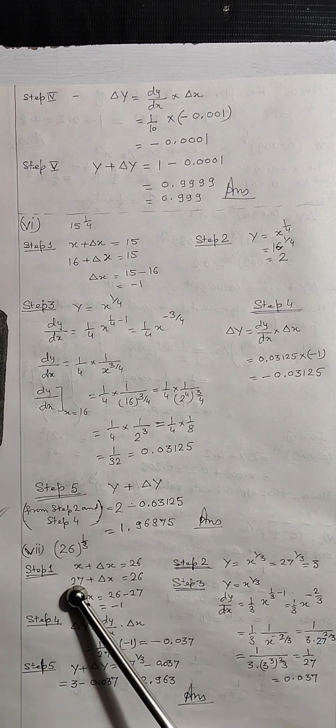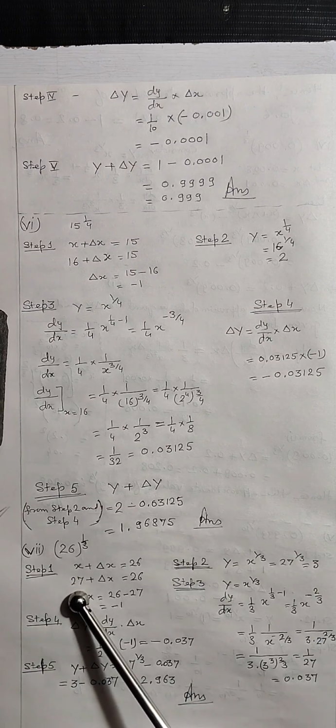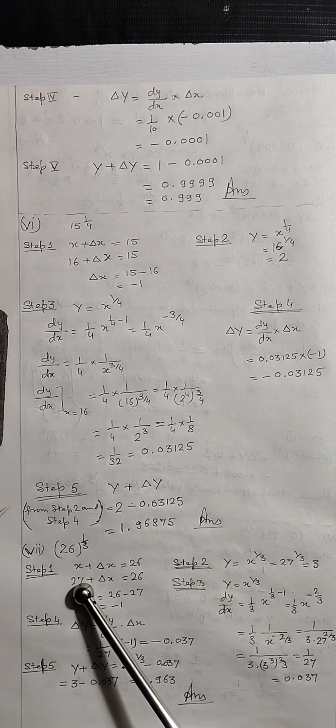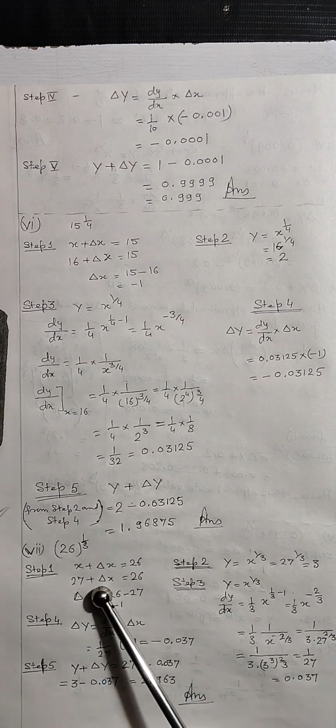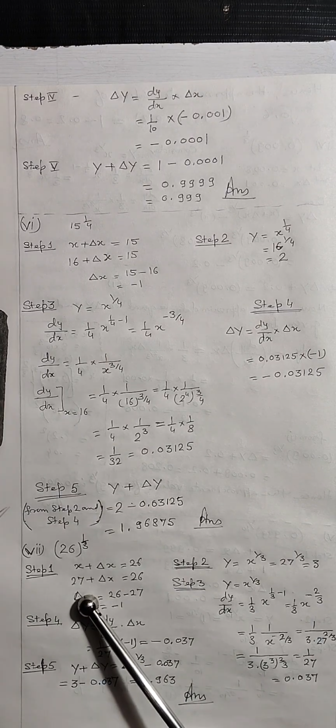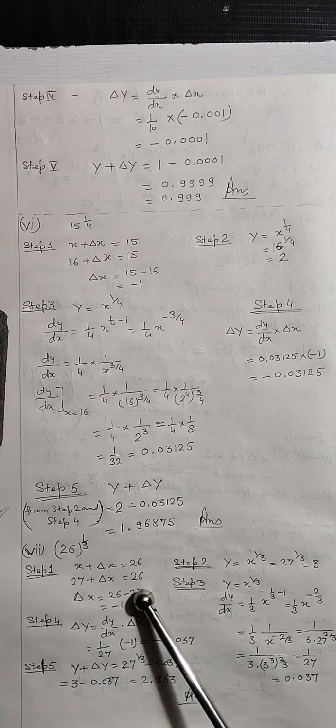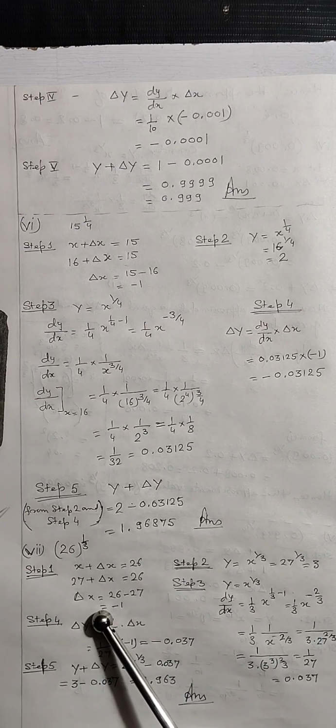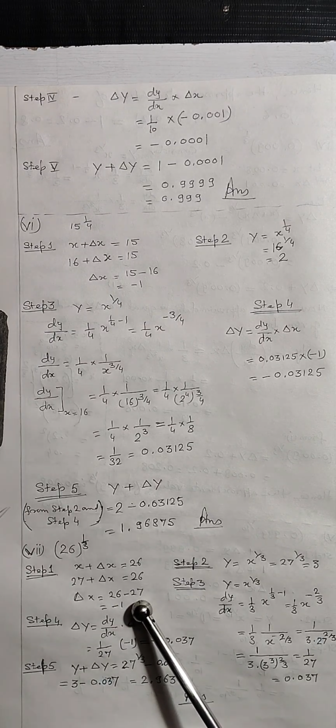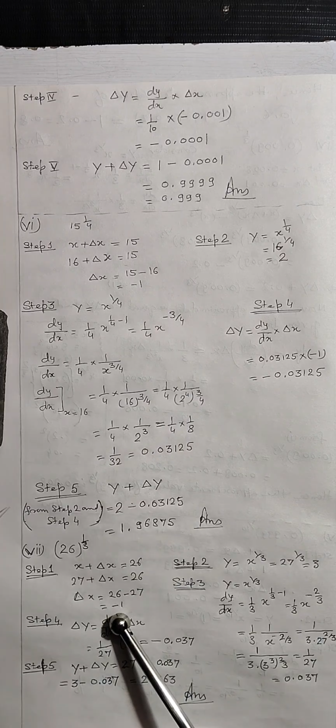You see, 26, 27. I have written x is equal to 27. So we assume that x is equal to 27, and x plus delta x will be equal to 26. So delta x will be equal to 26 minus 27, that will be equal to minus 1.